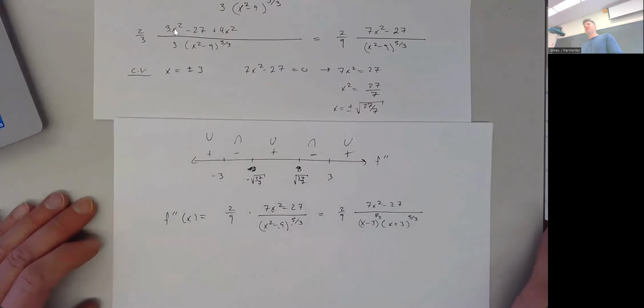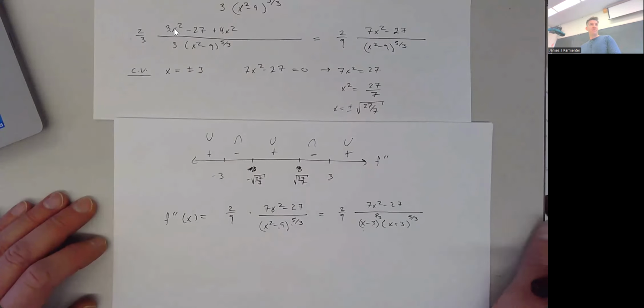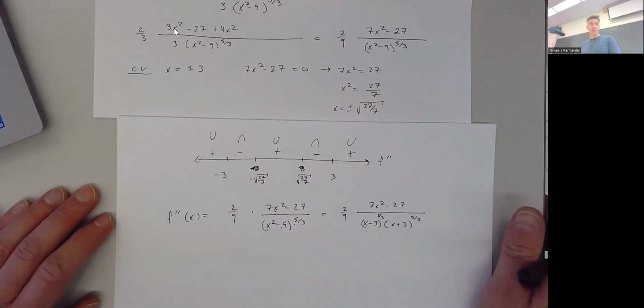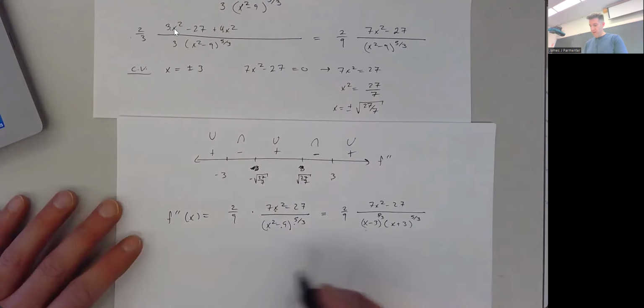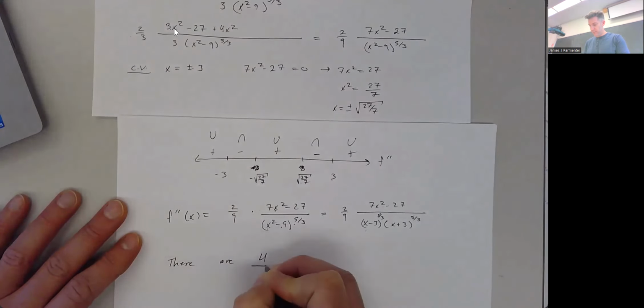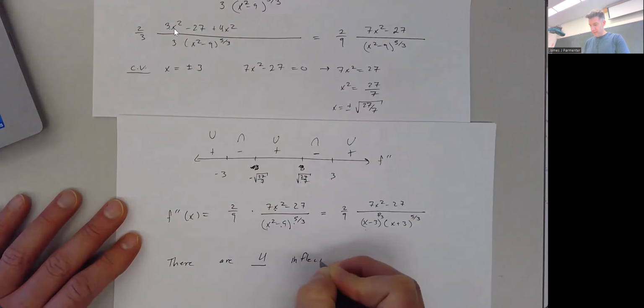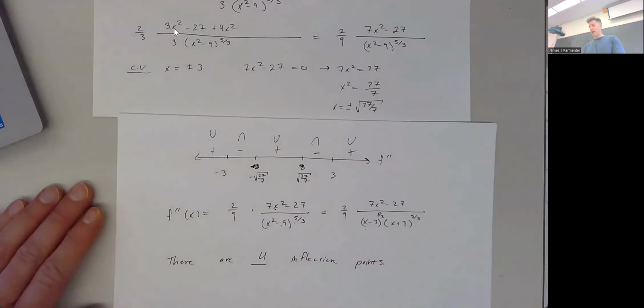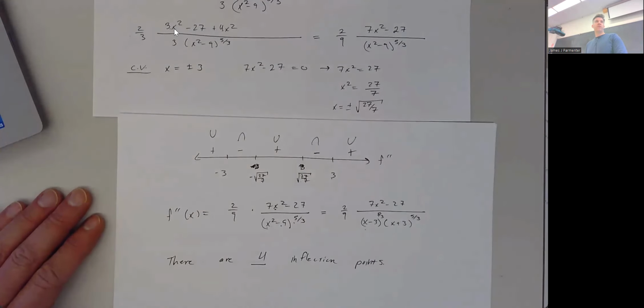How many inflection points do we have? You do have enough fingers to show me. Yep, that many. There are 4 inflection points. Let's not list them all. There they are, all 4 of those critical points. Okay.